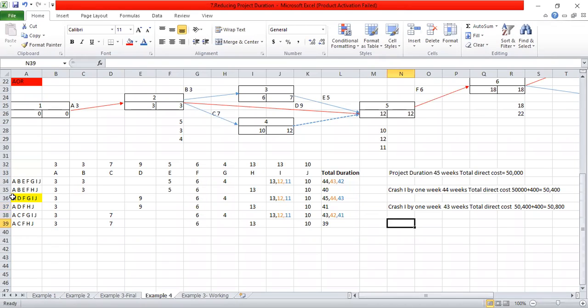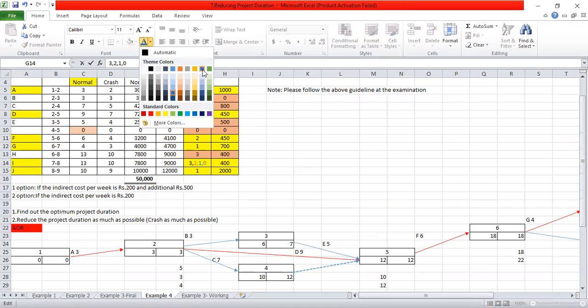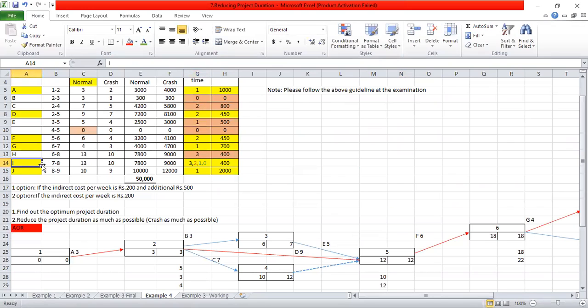So again, the critical path is the same, right? So we can crash I by another 1 day because we are having I1, right? So I will crash I by another 1 day. I will make it another color. So the I activity cannot be crashed furthermore, right? Therefore, I will cross this I activity.